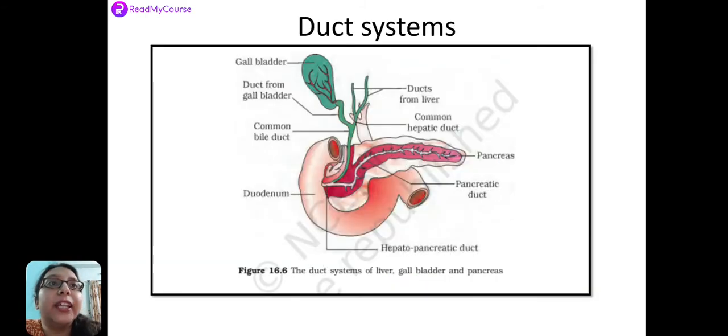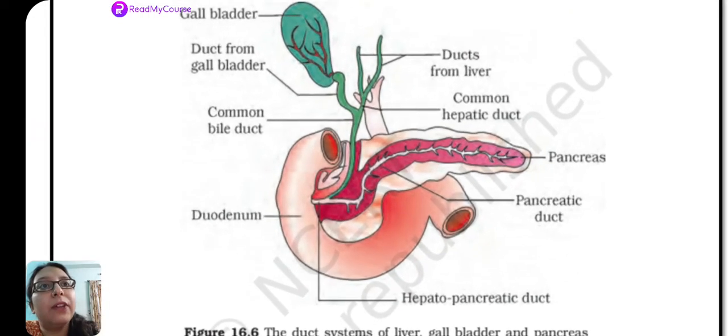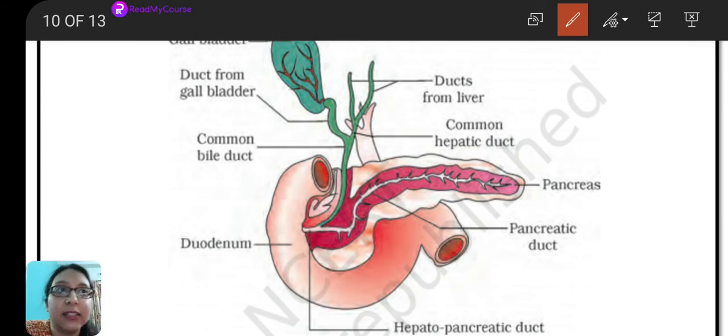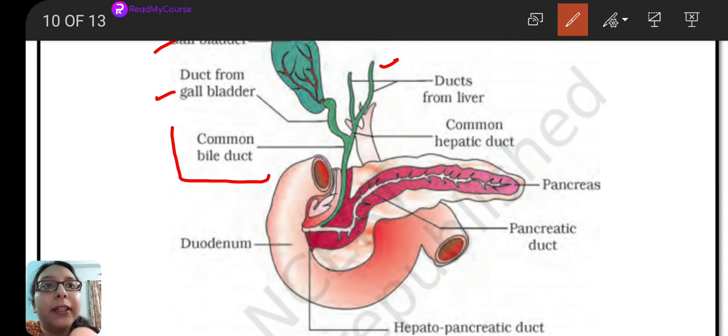So with that, moving to the next slide, I want you to have a good look at this picture, because here I am going to show you the duct systems which are involved. Okay, this green structure is the gallbladder, right? We have a duct from the gallbladder. We have two ducts from the liver. The duct from the gallbladder and the ducts from the liver join, and what they form is this common bile duct, right? This common bile duct opens into the first part of the small intestine, the duodenum, which we have already read.